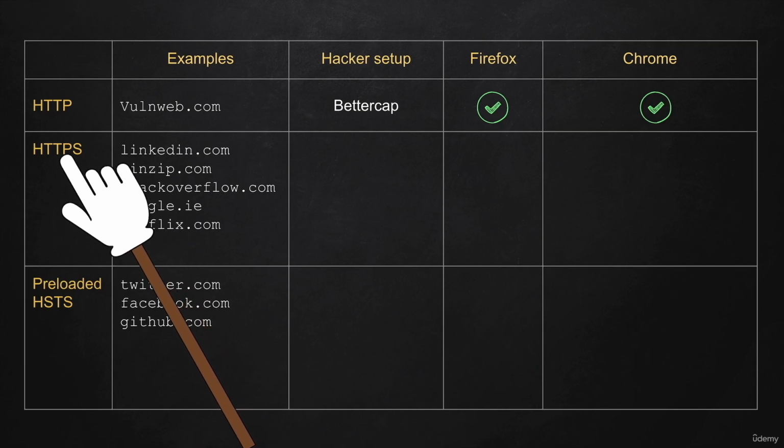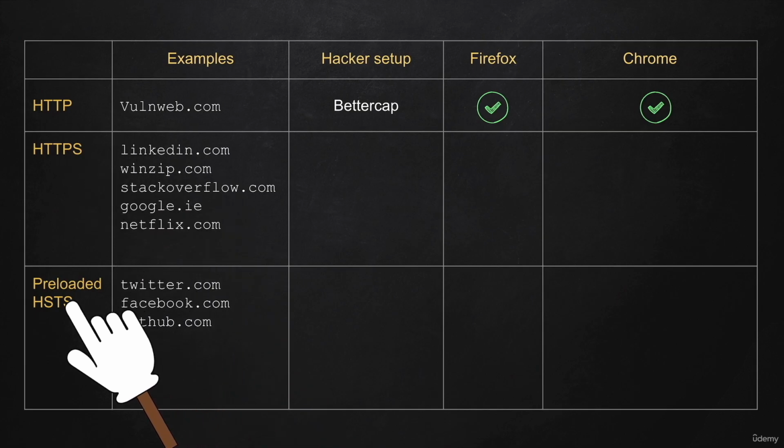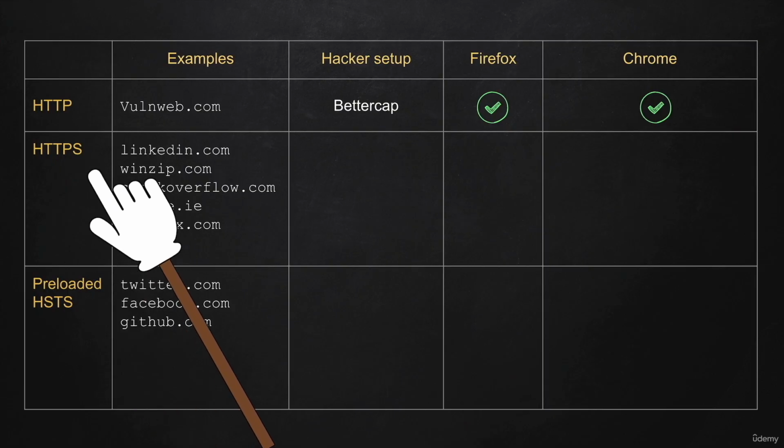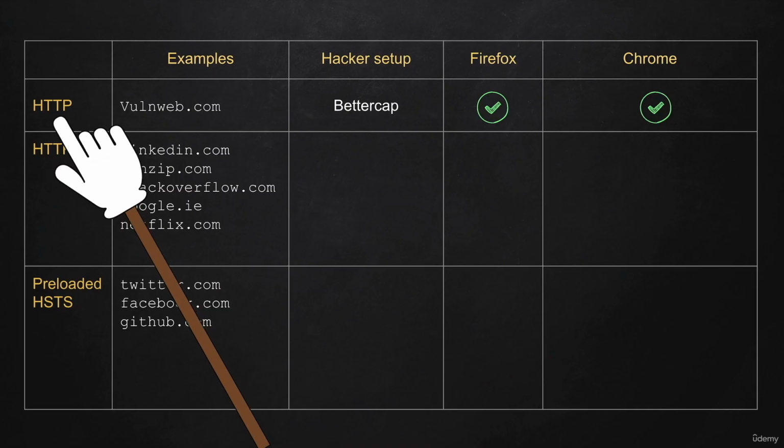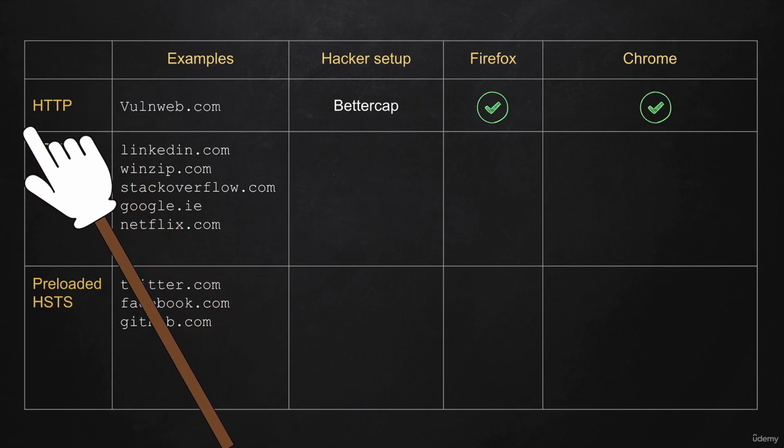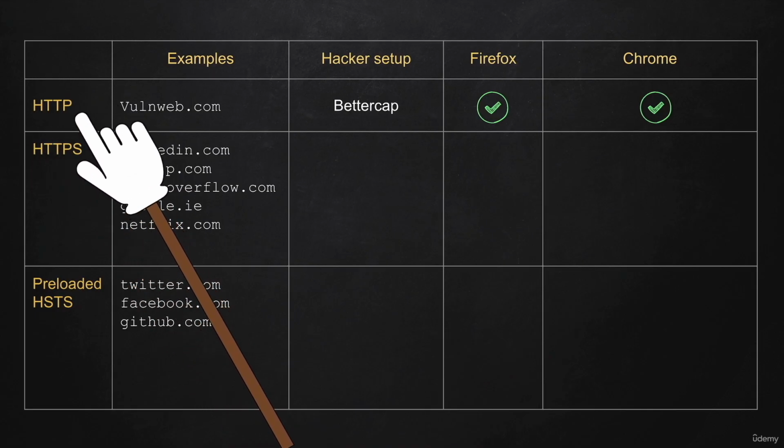Then when it comes to HTTPS and HSTS, we can't decrypt HTTPS, and therefore what we try to do is downgrade HTTPS to HTTP, and then when the website is loading over HTTP, we will be able to read all of the data that is being sent and received, so we'll be able to see the usernames and the passwords and so on, and as I'm going to show you later on in the course, you'll be able to modify this data.